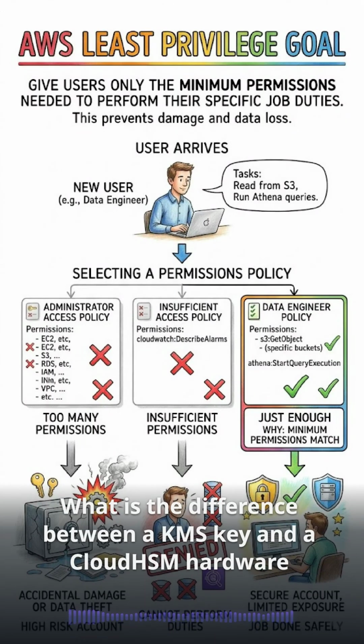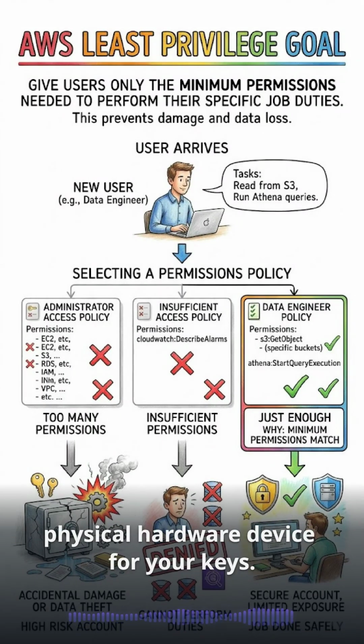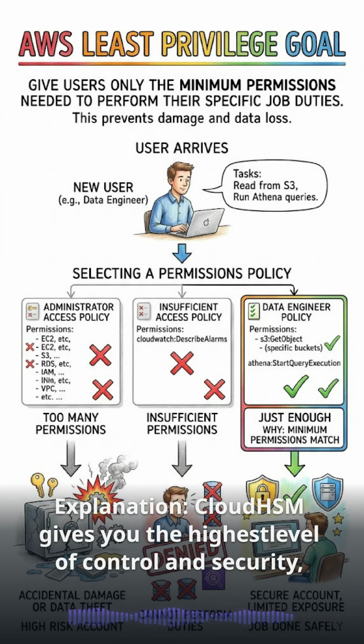41. What is the difference between a KMS key and a Cloud HSM hardware device for encryption? KMS is a shared software service, while Cloud HSM is a dedicated physical hardware device for your keys. Cloud HSM gives you the highest level of control and security, which is often required for government or banking projects.